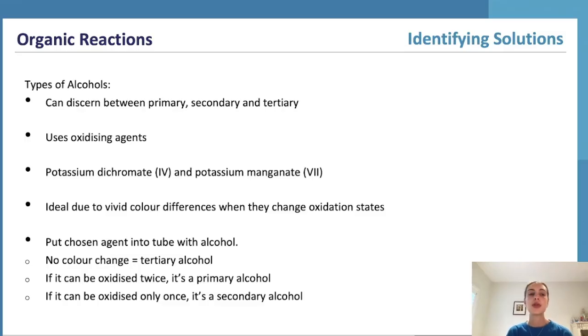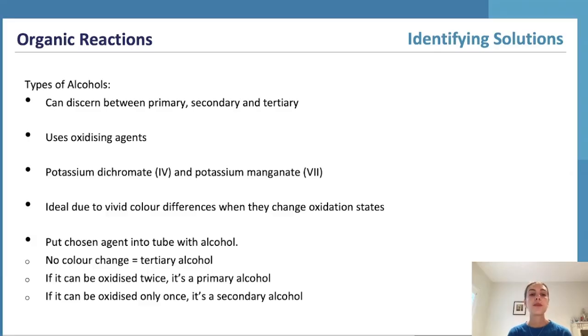The next thing we can also do is we can use our primary, secondary, and tertiary alcohol oxidation to determine which type of alcohol we have. So if we have 3 unknown alcohols, we can use potassium dichromate or potassium manganate. And so they each have different colors when they change oxidation states.